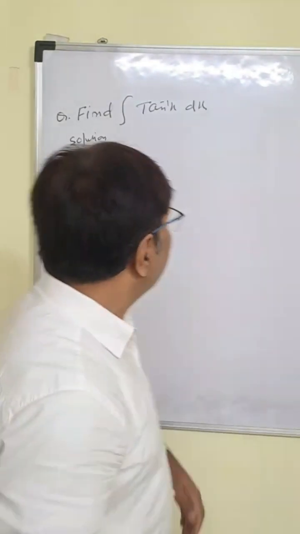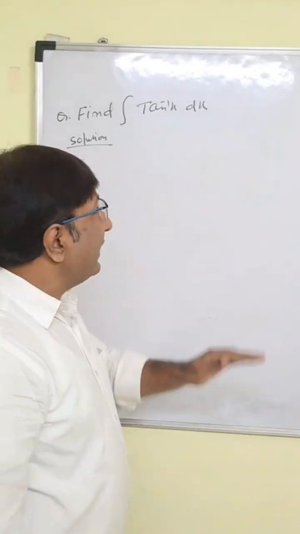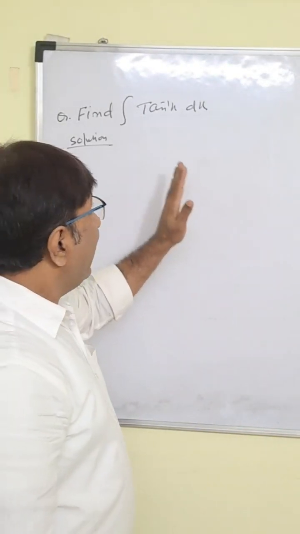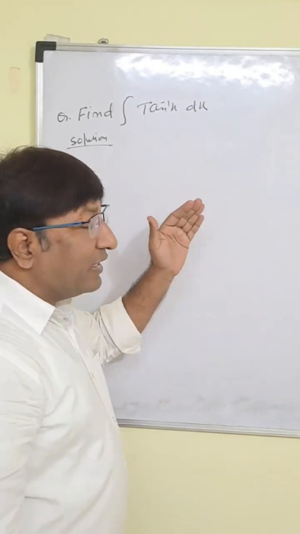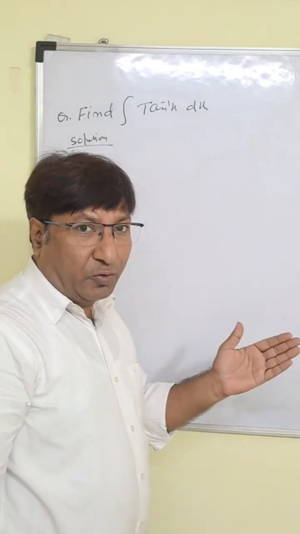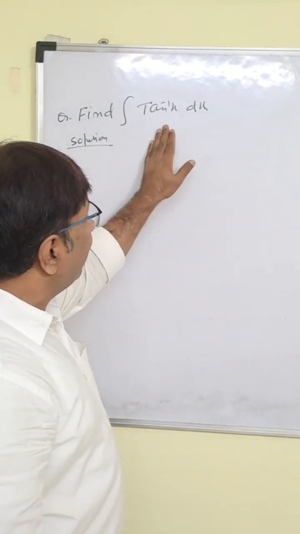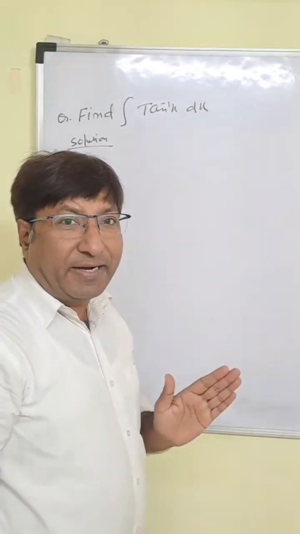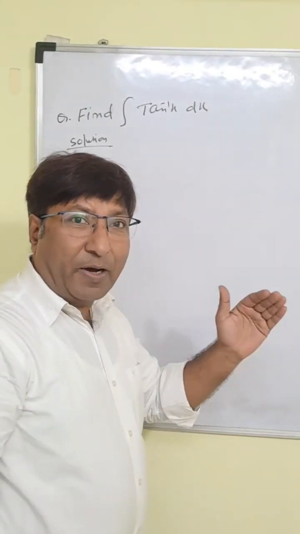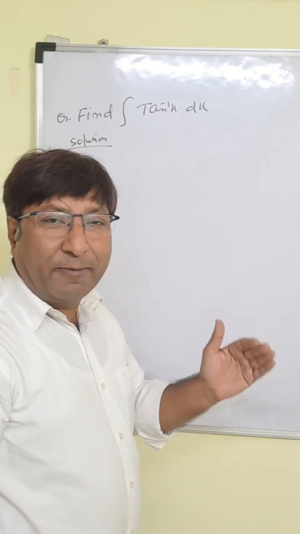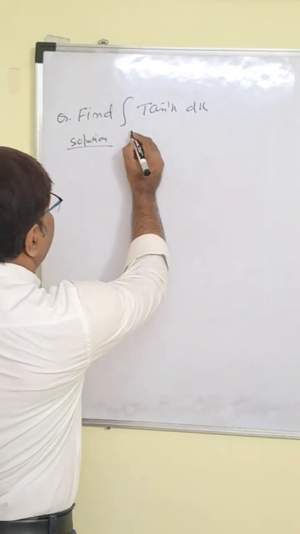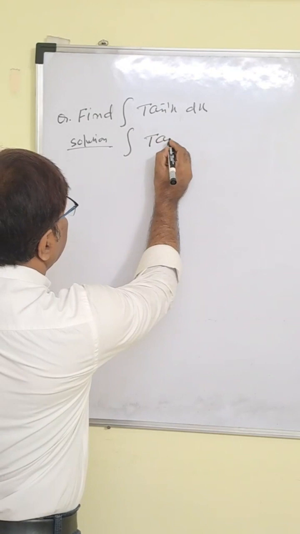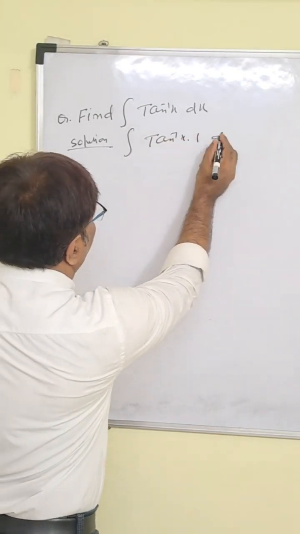Let us see the question. Find the integration of tan inverse x dx. You know the derivative of tan inverse x, but we don't know the function whose derivative is tan inverse x. So for this type of question, the simple technique is to just multiply by 1 and use integration by parts.